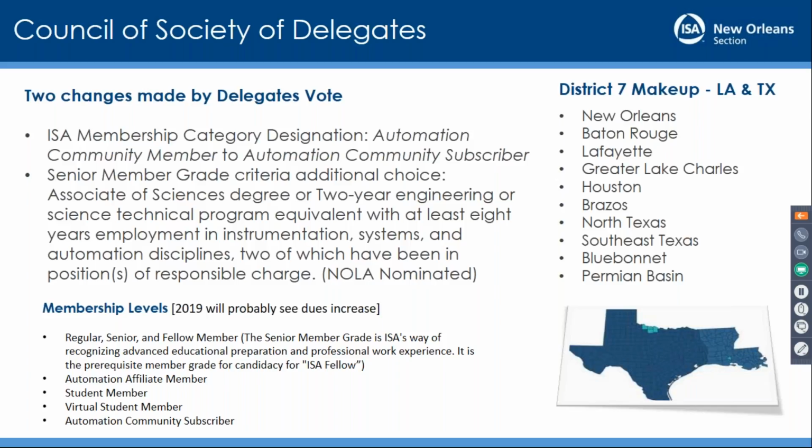Another thing was the senior member grade. It used to be that you had to be 10 years in the industry. So what they added was an associate's degree, or a 2-year engineering or science degree, and at least 8 years of employment, with 2 of those being in charge. So basically you're responsible, or you're directing efforts. With that, you can apply to become a senior member. There are 2 of us in here that are senior members. I know Dean and myself are senior members.